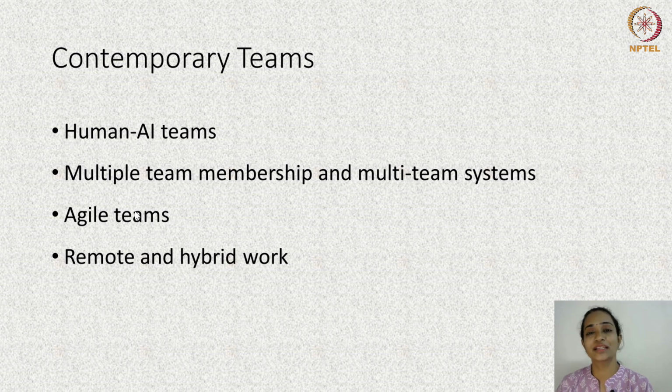Then we have agile teams. Agile teams are different not only in the team composition and team structure, but they also have a lot of new demands placed on them in terms of task characteristics. And the final one is remote teams. So you would see that we are going to examine 4 contemporary teams which are used in organizations today, and the IPO framework becomes very relevant in helping us understand team functioning.